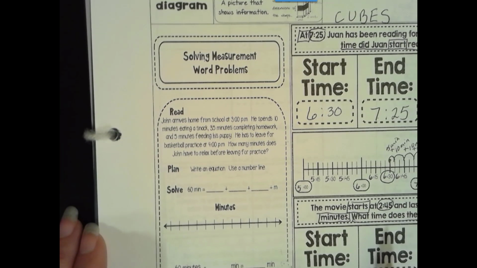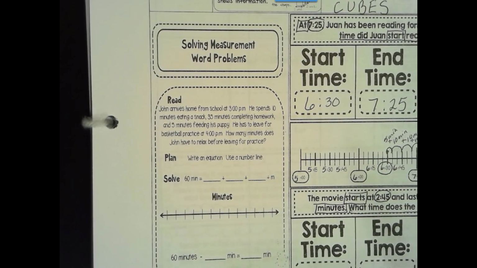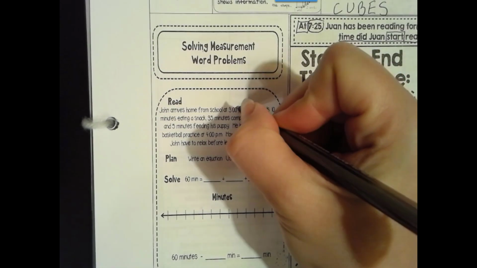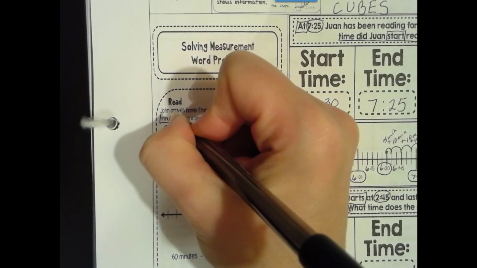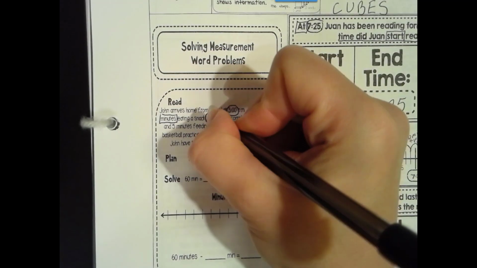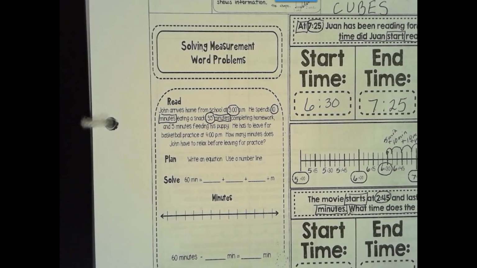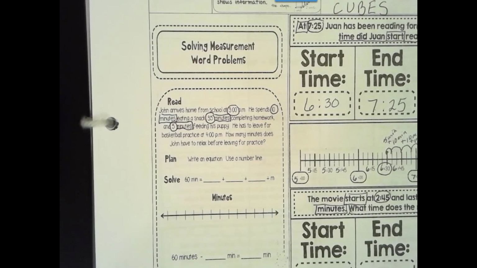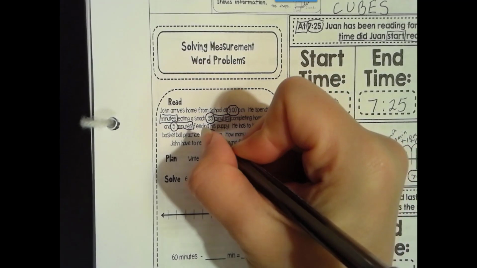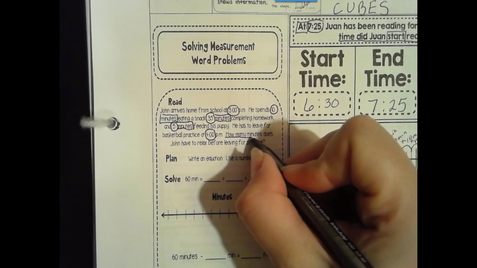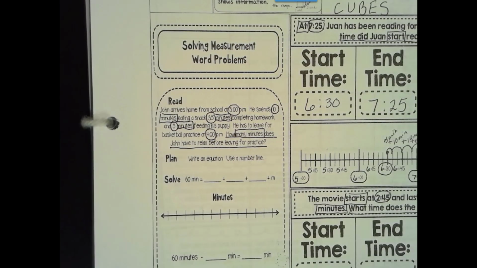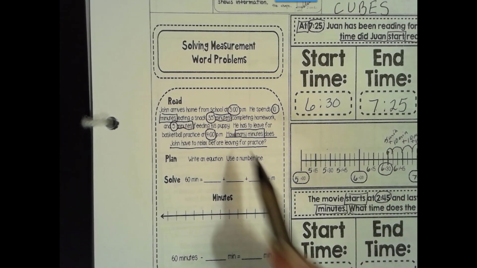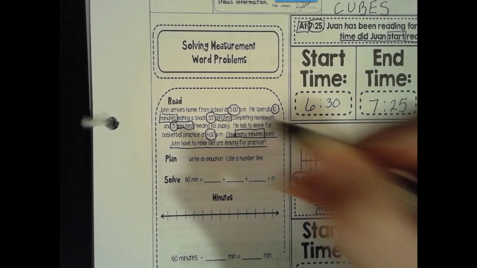Okay, so here we have another one with a number line that looks a little bit different. John arrives home from school at 3:00 p.m. He spends 10 minutes eating a snack, 35 minutes completing homework, and 5 minutes feeding his puppy. He leaves for baseball practice at 4 p.m. How many minutes does John have to relax before practice? So we're looking for the amount of time, elapsed time, because this time we know the time where things begin and where they end, and the events in between. We need to find some more elapsed minutes there, because we know when he arrives.